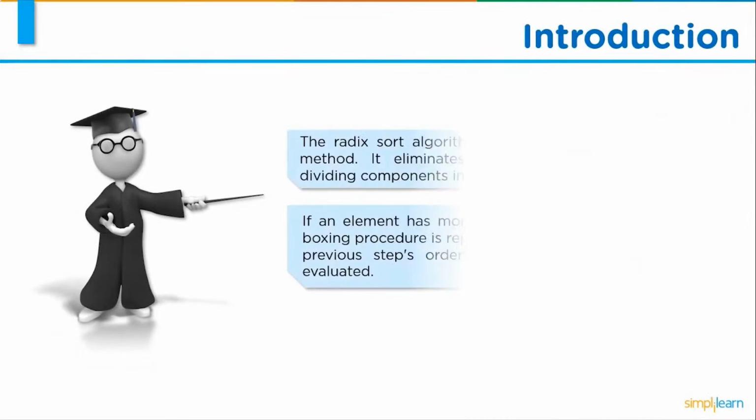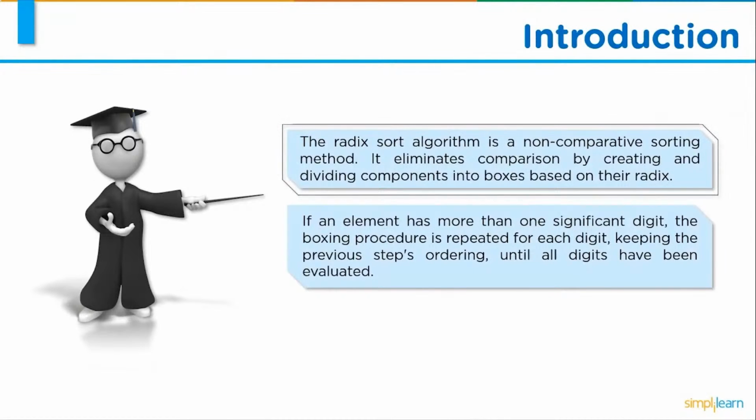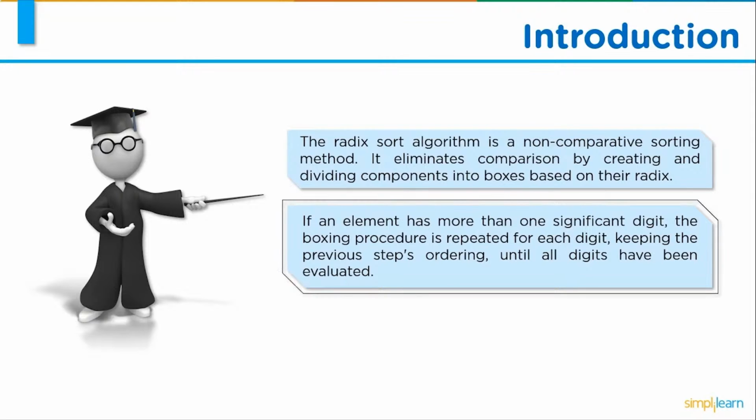Let's get started with an introduction to radix sort. Radix sort is a non-comparative sorting algorithm. It avoids comparison by creating and distributing elements into buckets according to their radix. And for elements with more than one significant digit, this bucketing process is repeated for each digit while preserving the ordering of the prior step until all digits have been considered.